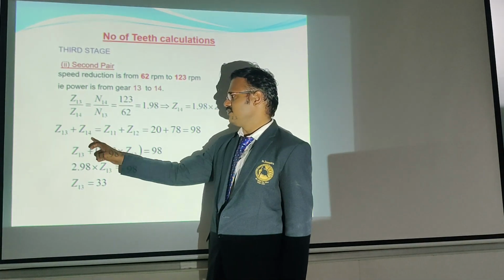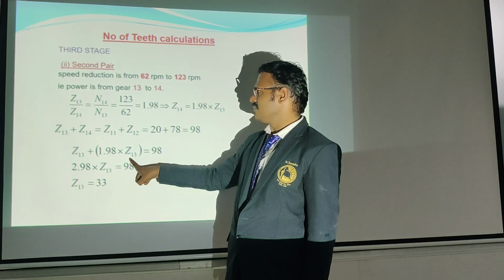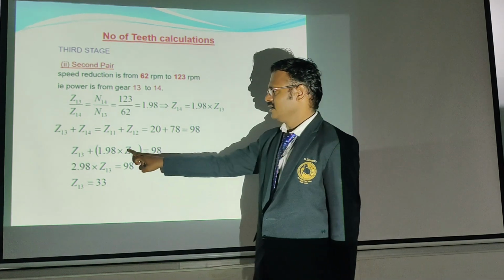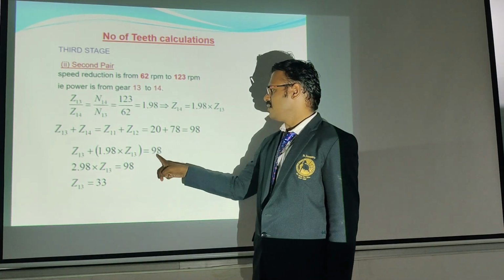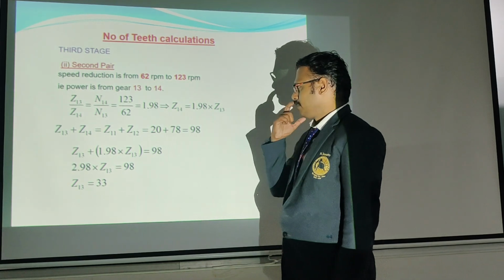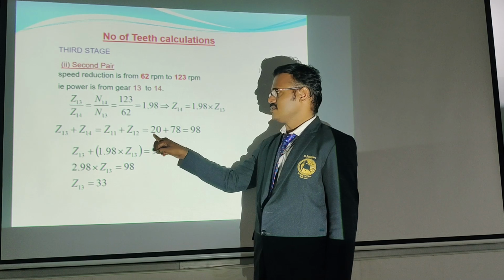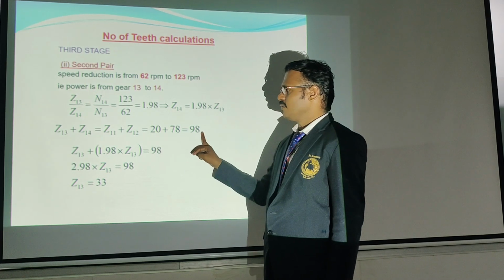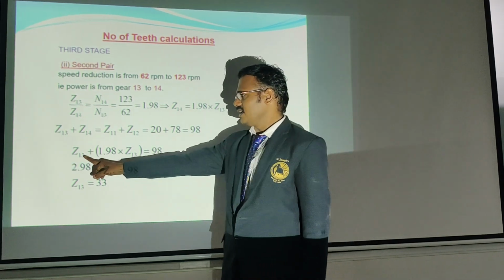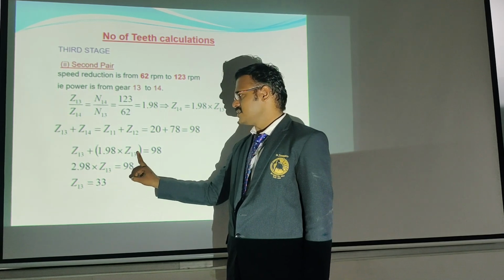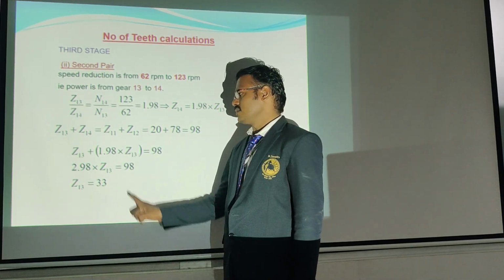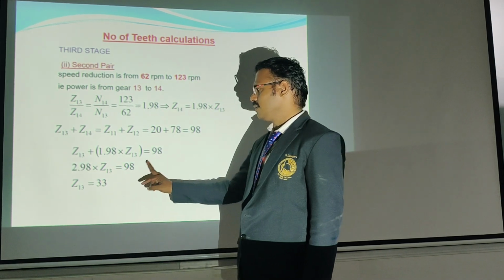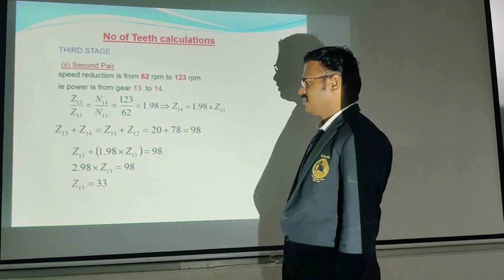So instead of Z14, I can substitute 1.98 times of Z13. Already we have found this, Z14 equal to 1.98 times of Z13. That I have substituted here. So this value is 98. So Z11 already we have assumed as 20. Z12 already in first pair itself we have found 78. That value only 98. So here Z13 is there, here also Z13 is there, so we can take that as a common. So here 1 plus 1.98 will be 2.98 into Z13 equal to 98. So Z13 will be 33.